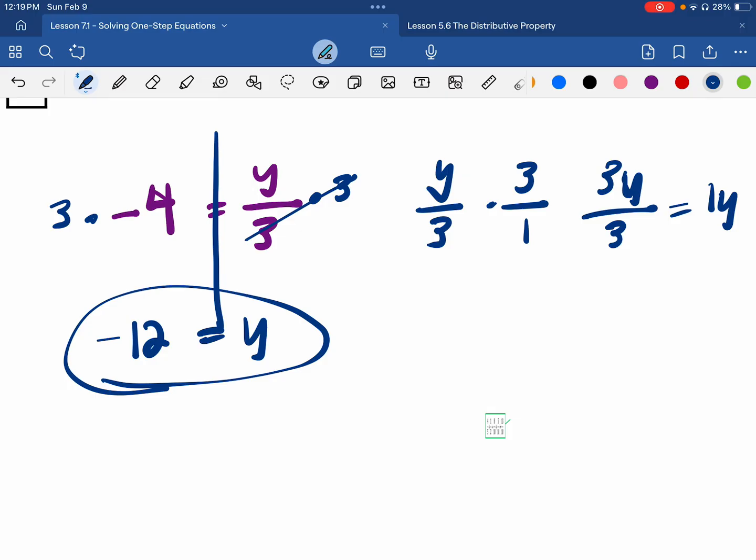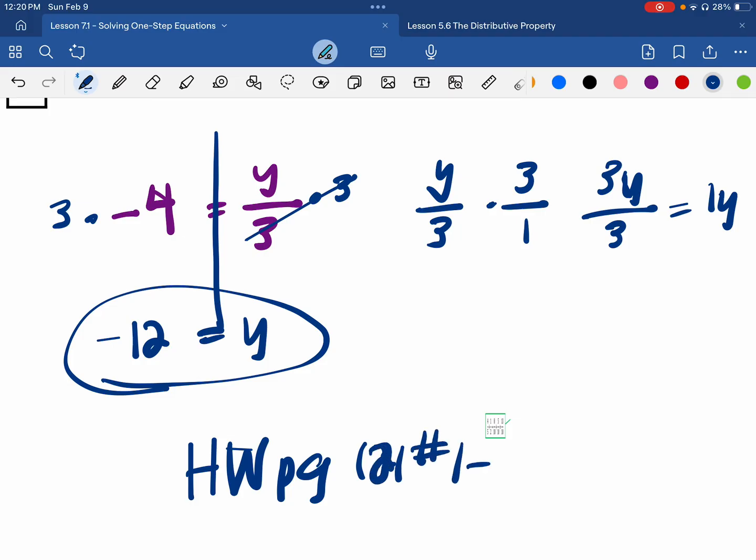So today I would like you guys to do homework, page 121, oops, that's 122, numbers 1 through 21, odds. Get started on those. I will post the assignment for health in your health Google Classroom.